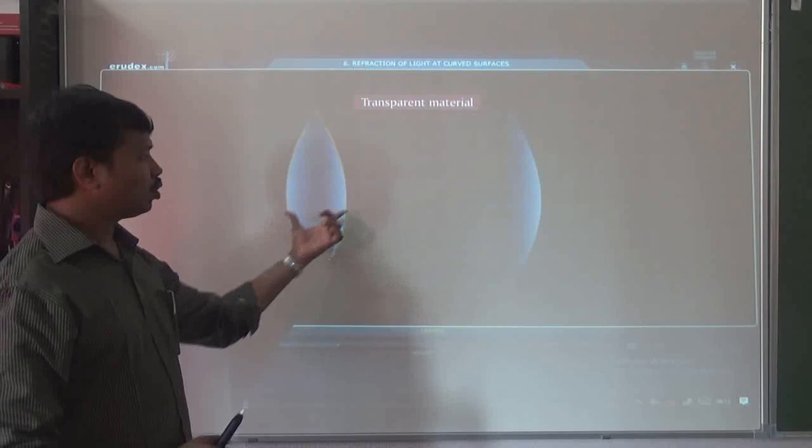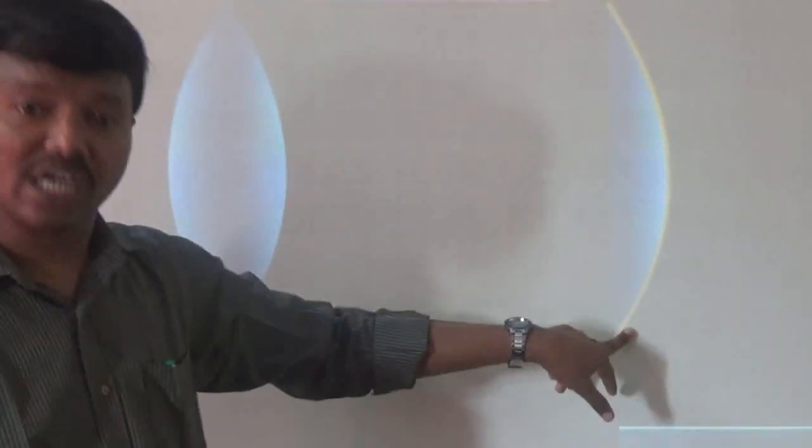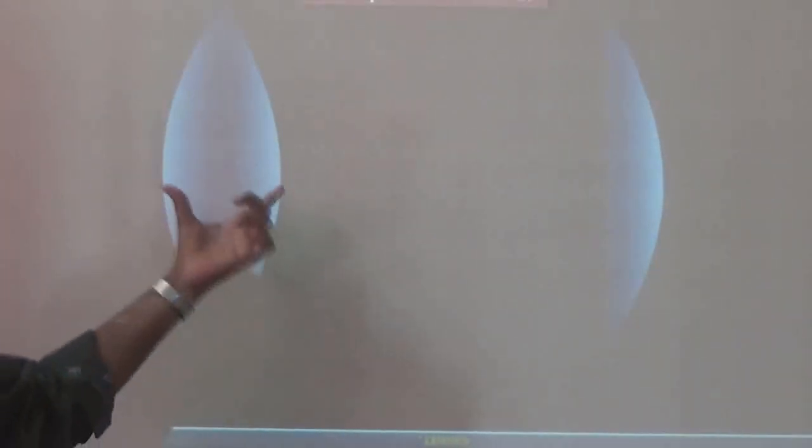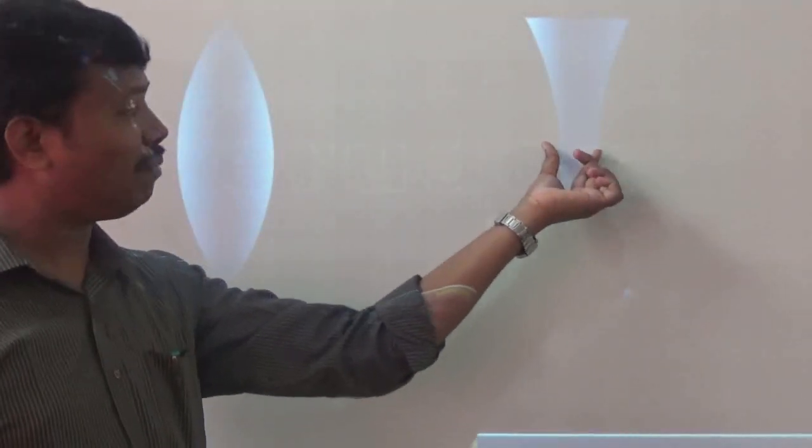Either both surfaces are curved, or in some cases one is a plane surface and the other one is a curved surface, with the transparent material in between. Now there is a convex lens and a concave lens. A convex lens is bounded by two surfaces bulging at the middle part when compared to the edges. But in the case of a concave lens, the middle part is thinner compared to the edges.